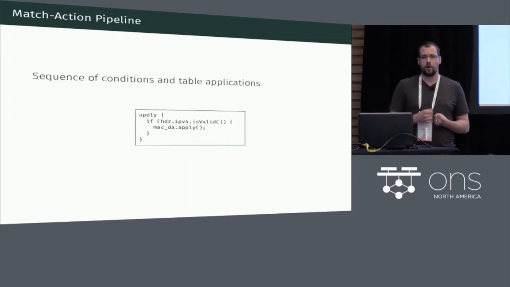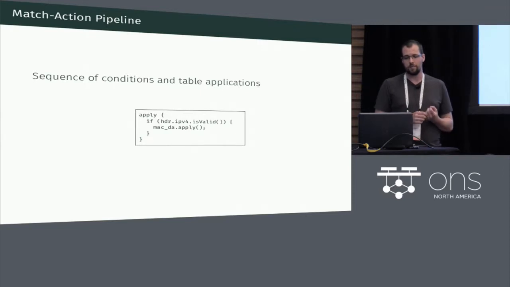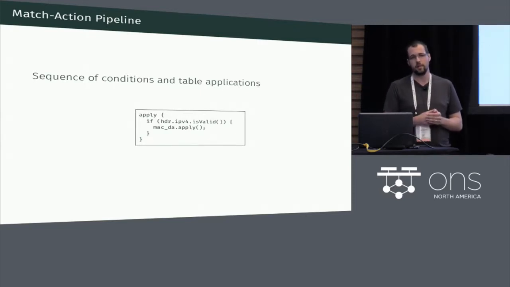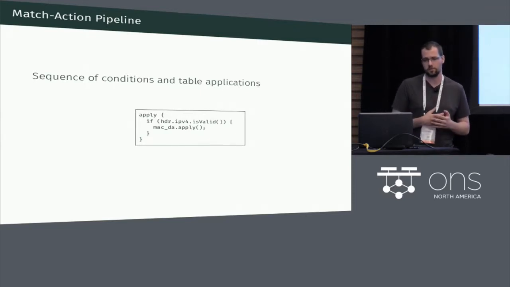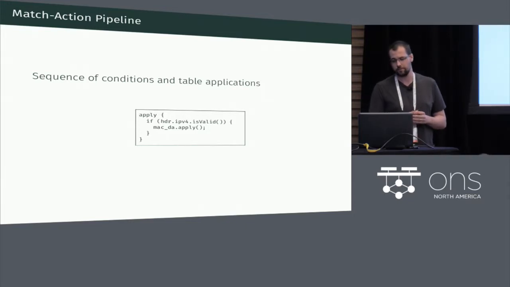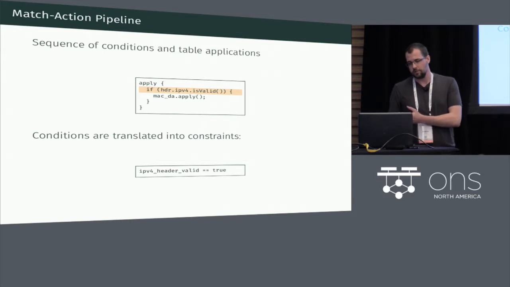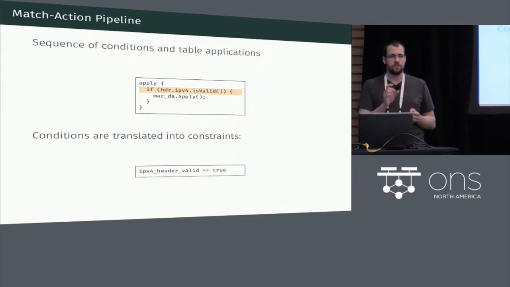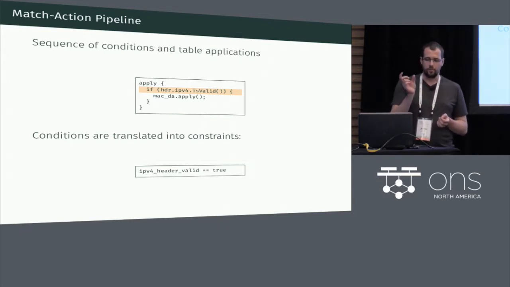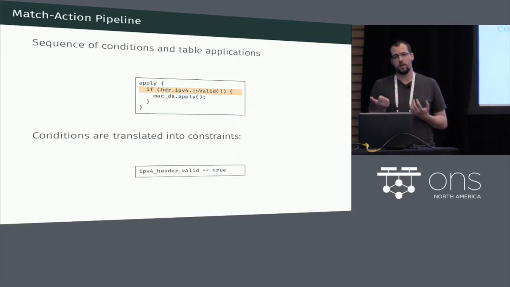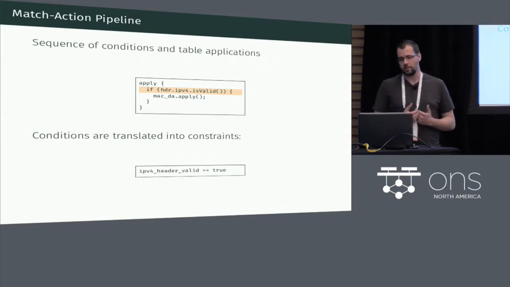Now, in P4 programs, the main processing of packets is happening in the match action pipeline, which is essentially a sequence of conditions and table applications. For the conditions, they are very similar to conditions in C. And the way we translate those is that we translate the expression that corresponds to the condition, and then we either require that expression to be true or false, depending on the branch that we want to take.